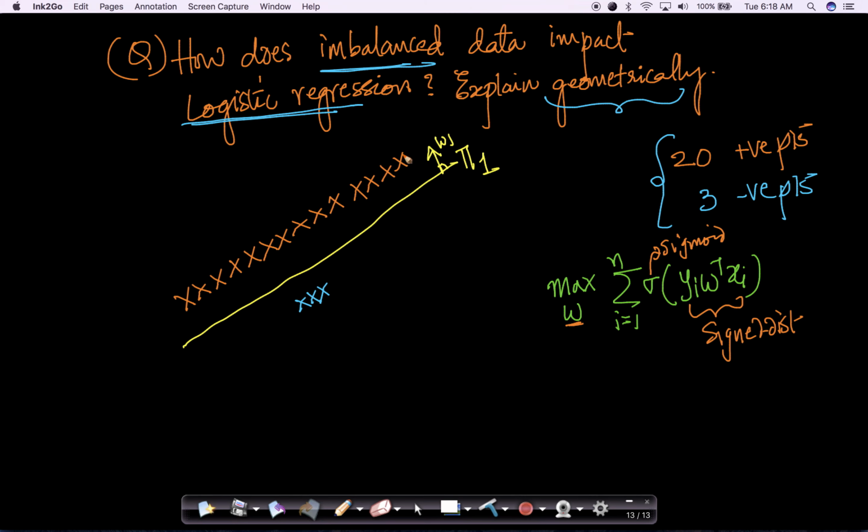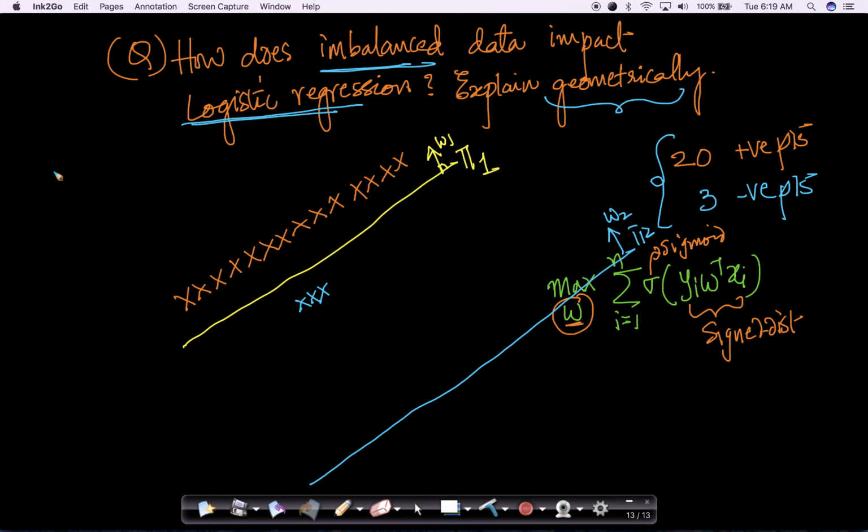So given this data set with 20 positive points and 3 negative points, let us understand which hyperplane maximizes this, because I'm trying to find a W which maximizes this. So let's see which hyperplane the logistic regression would return. Let's take two options. The first option is this yellow line. Let's assume the second option is a blue line somewhere very, very far away. So let's call this plane pi2 and this direction w2. Simple.